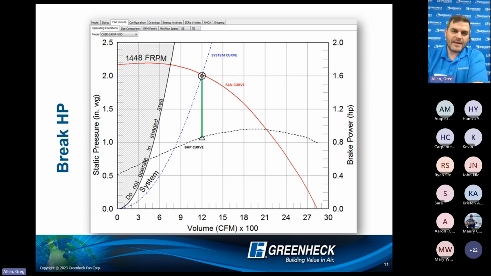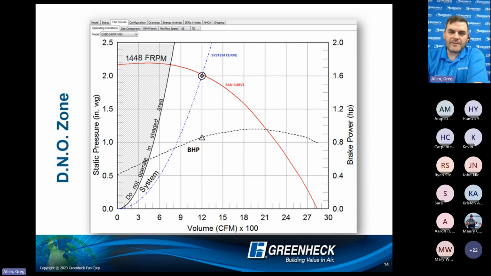And when you read the brake horsepower curve, the key is that you go from the operating point and draw a line up or down until you hit the brake horsepower curve, and then follow it across to that secondary axis. So in this scenario, to move 1200 CFM against 2 inches of static pressure, that's our operating point, it would require 0.85 brake horsepower to do this. So you can assume we're going to have at least a 1 horsepower motor in this application.